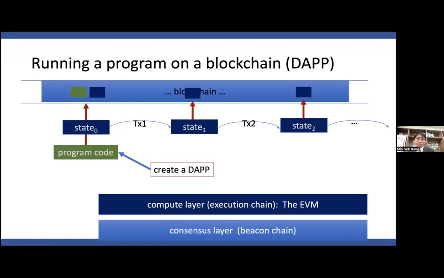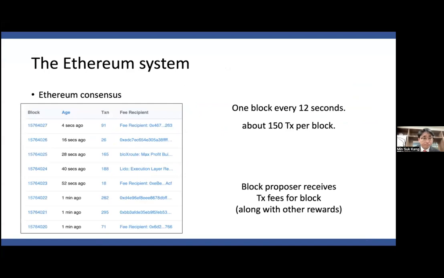And somebody has to execute this program. And what is that somebody? It is the EVM, the compute layer or execution chain. In Ethereum 2.0, we do have a consensus layer, but that's another story that I'm going to be talking about towards the end of today's lecture.